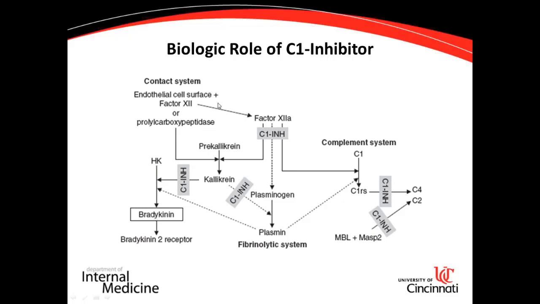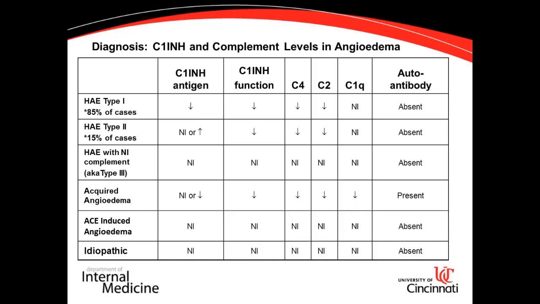So it has other areas of activity which are important, but that's why targeting C1 esterase inhibitor or kallikrein or bradykinin are the most important areas to prevent these attacks. In terms of diagnosis, there are many different profiles, but in type 1 HAE, these patients have decreased C1 esterase.